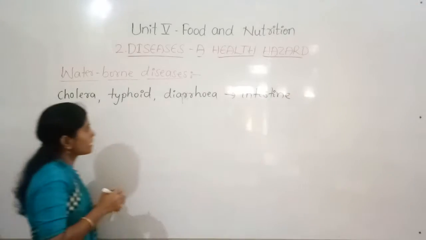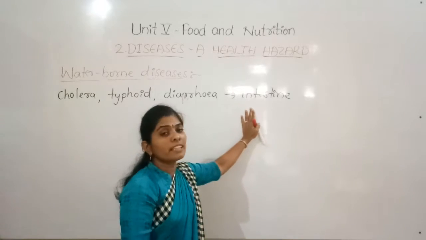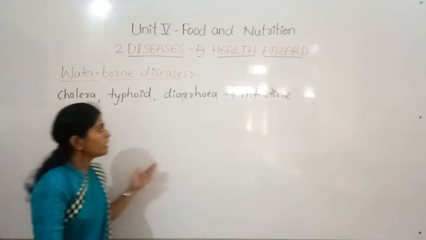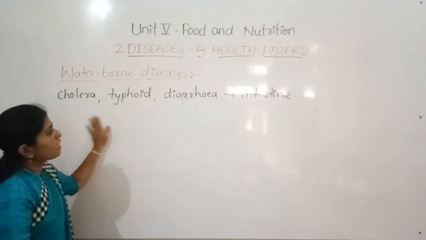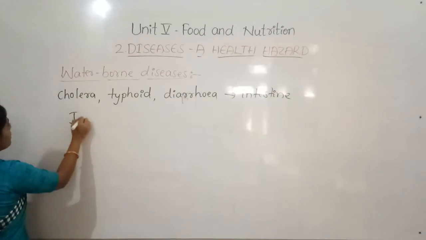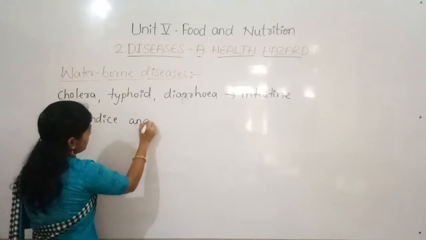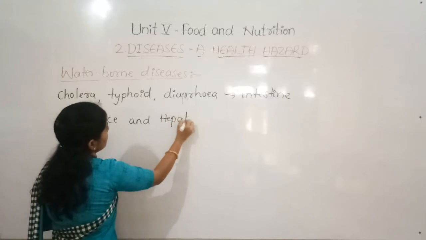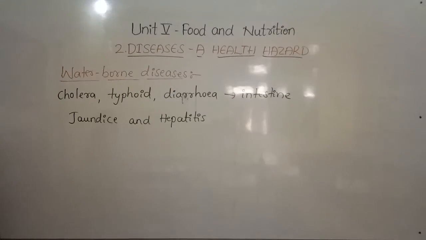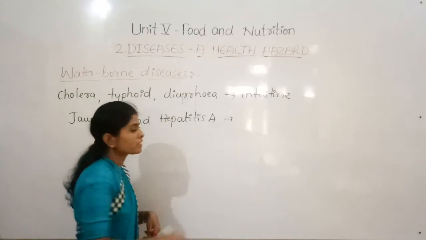The diseases such as cholera, typhoid and diarrhea affect the intestines of animals or human beings. These are waterborne diseases, and some other waterborne diseases are jaundice and hepatitis A. These are waterborne diseases and they affect the liver.